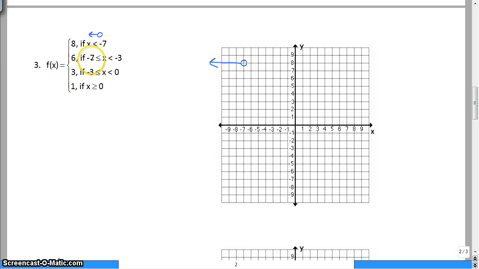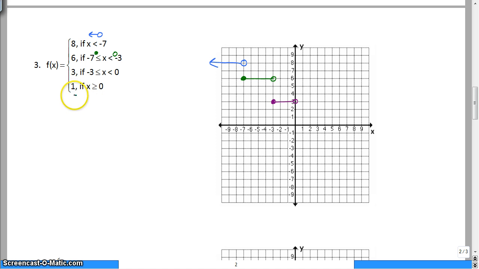Then the next piece, we're going to have a solid dot at -7,6 and an open dot at -3,6 because we're at level 6. They're horizontal lines only. So we have solid at -7,6, open at -3,6, horizontal line, done. Level 3, from -3, so we have a solid dot at -3, an open dot at x equals 0, both at y equals 3. Connect the dot, done.